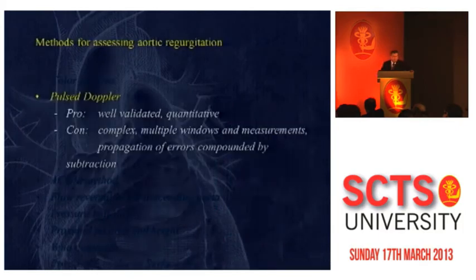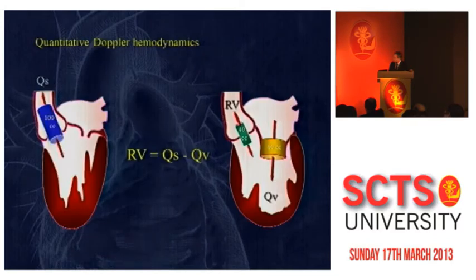The second method is to measure the flow across the aortic valve and across another valve orifice. Usually it's the mitral orifice. That's the quantitative method. It's well validated. The trouble is that it's complex. You need to make several measurements of dimensions of annuli, of flow velocities, etc. So it can be compounded by errors, and particularly the addition of all the errors in the same direction.